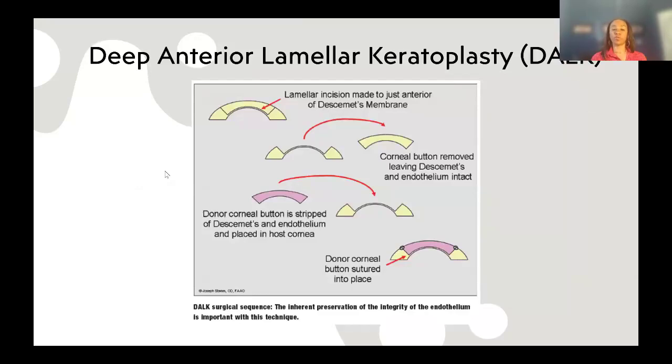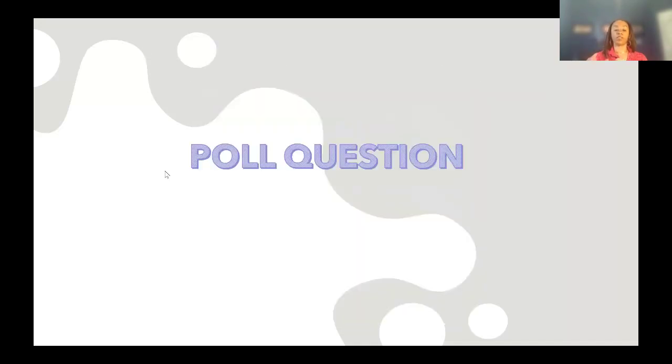This is just a visual that goes along with that explanation that I just gave you. So a lamellar incision is made just anterior to Descemet's. That is, the host tissue is removed, and then the donor tissue with that exact same amount of tissue, so epithelium, Bowman's, and stroma, is then attached to the host Descemet's and endothelium, and then the donor tissue is sutured on.